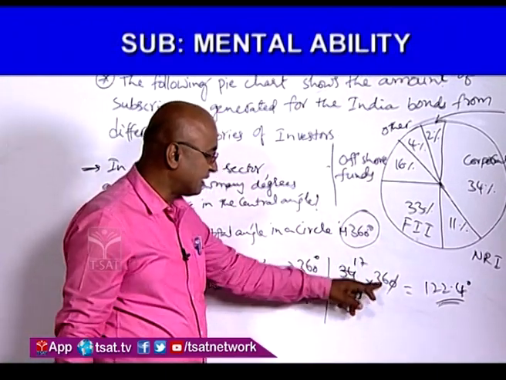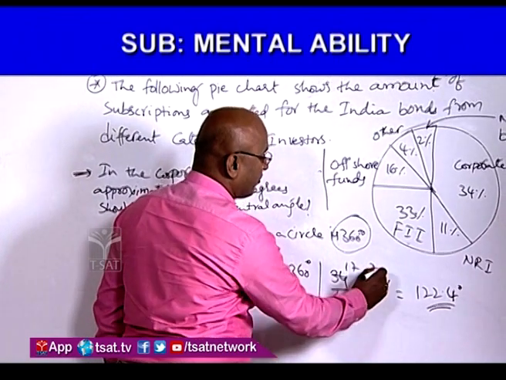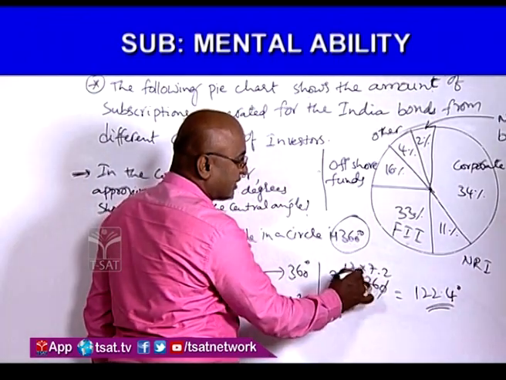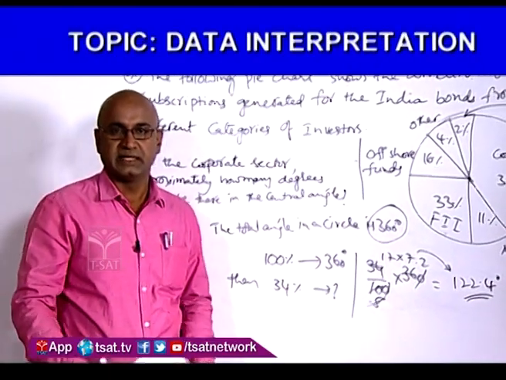So 17 into 36 by 5. So 5 1s, 5 7s are 35, 5 2s. And 17 into 7.2 will give you 122.4 degrees.